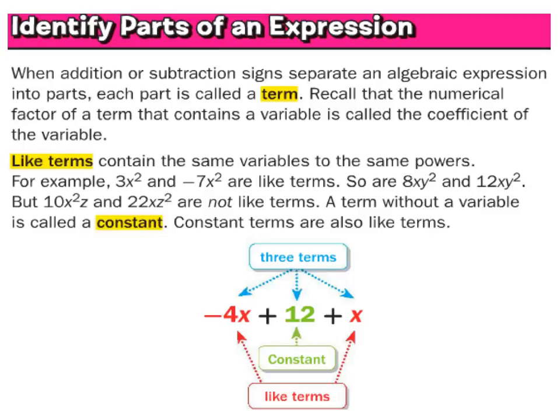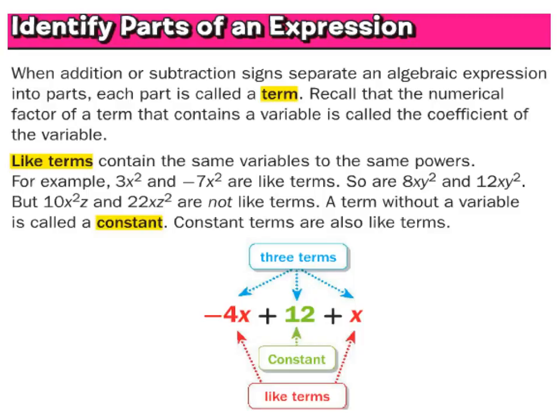All right, when addition or subtraction signs separate an algebraic expression, those are called terms, okay? So notice negative 4x is a term, 12 is a term, and x is a term. When terms have the same variable or variables, not the same coefficient, they are considered like terms. If one of the terms does not have a variable like x, as these ones do, then it's just considered a constant, which is what this says here.